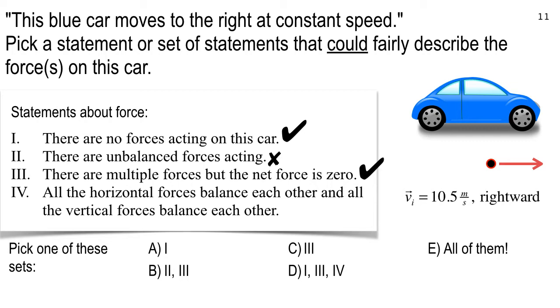Option 3, yeah, that's good. Multiple forces, but the net force is 0. That means they all add up to 0. You have the same amount of rightward force as you have leftward force, just opposite directions. You have the same amount of upward force as you have downward force, whatever it happens to be. And for that reason, option 4 is also kosher. Make a side note, everybody, that options 3 and 4 are equivalent. Option 4 is just a little bit more detail. But those two are equivalent.